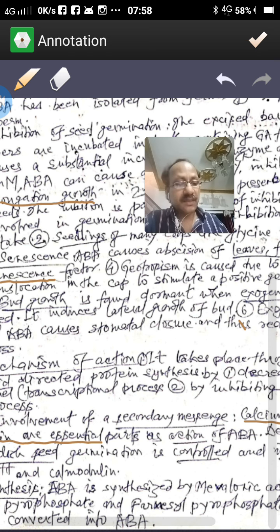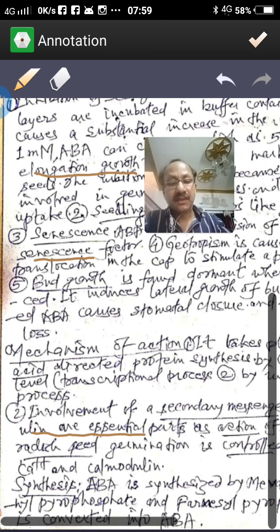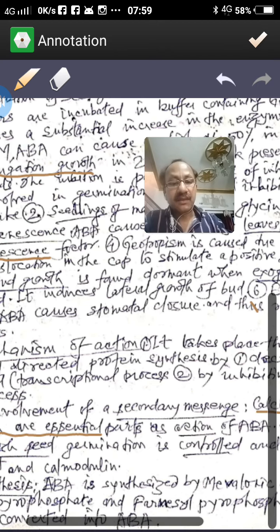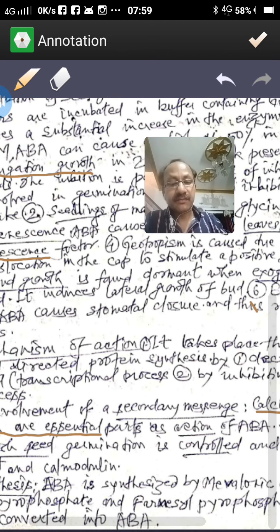Synthesis: abscisic acid is synthesized by mevalonic acid via isopentenyl pyrophosphate and farnesyl pyrophosphate, while xanthoxin is converted into abscisic acid. So it is the process of synthesization, and it is also a very complicated process.